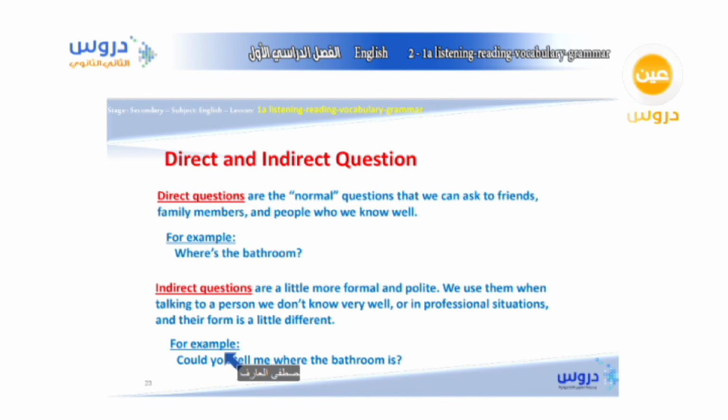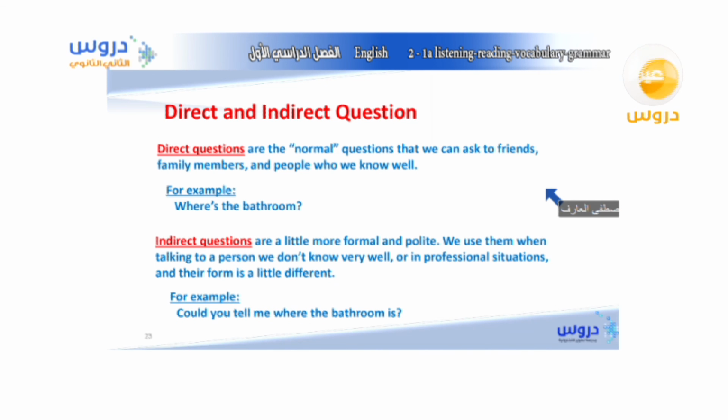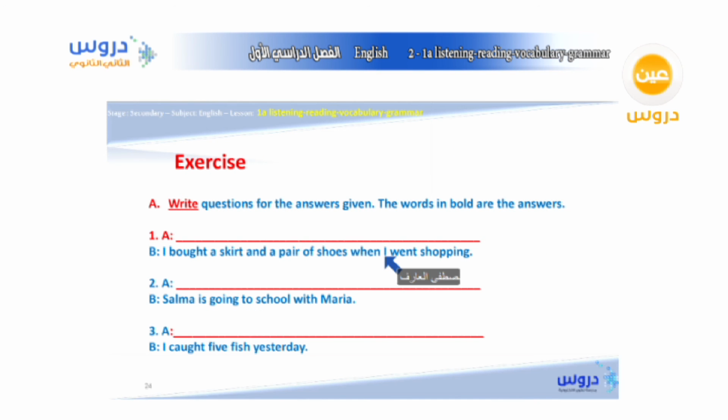But if we have indirect questions, we may say, can you tell me, can you please, could you tell me, will you do this, may, something like this. So here, direct, we say, where's the bathroom? Indirect, which is down here, we say, could you tell me where the bathroom is, please? So this is very polite. So direct questions are normal questions, but indirect questions are polite questions, nice questions.